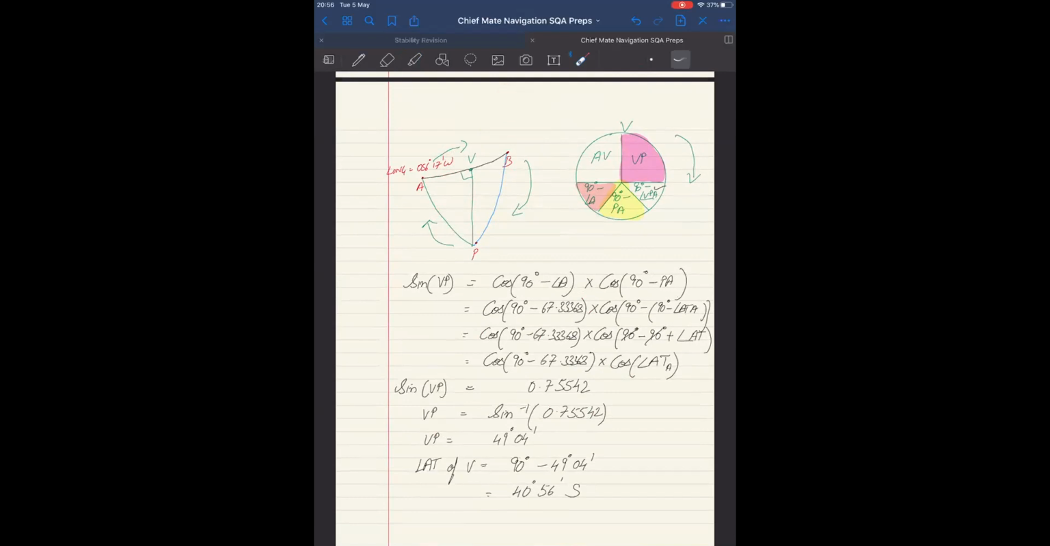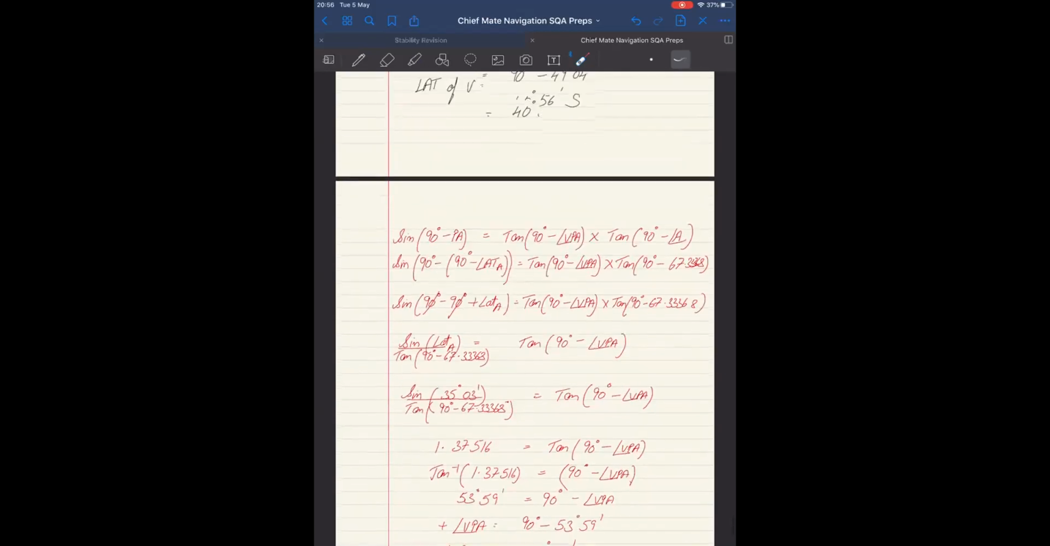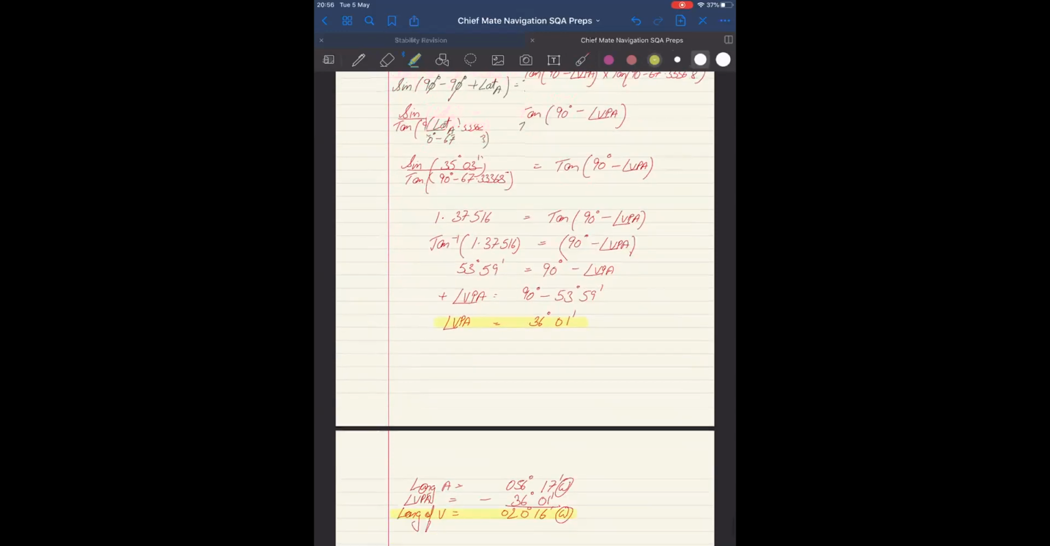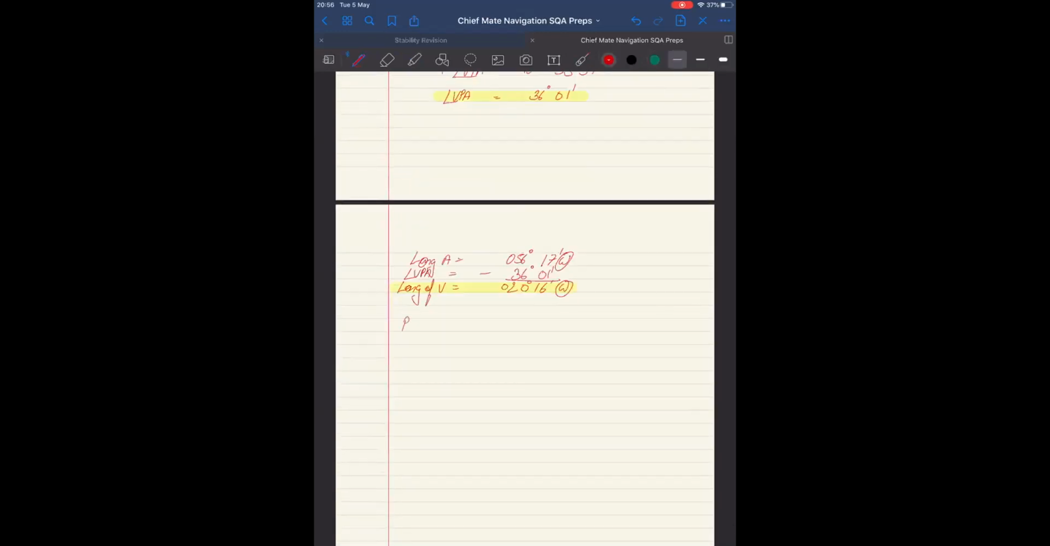This is the reason. So the position of vertex is, the latitude is 40 degrees, 56 minutes. So I would write it down. Position of vertex is 40 degrees, 56 minutes south, and the longitude is 0 degrees, 16 minutes west. This is the final answer for the position of vertex.